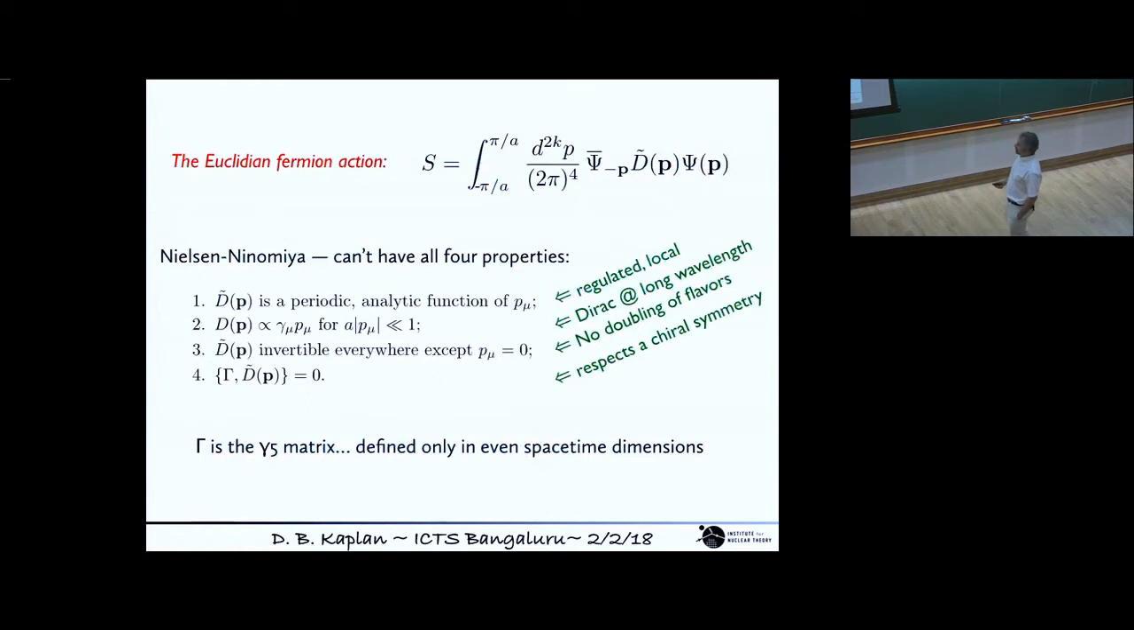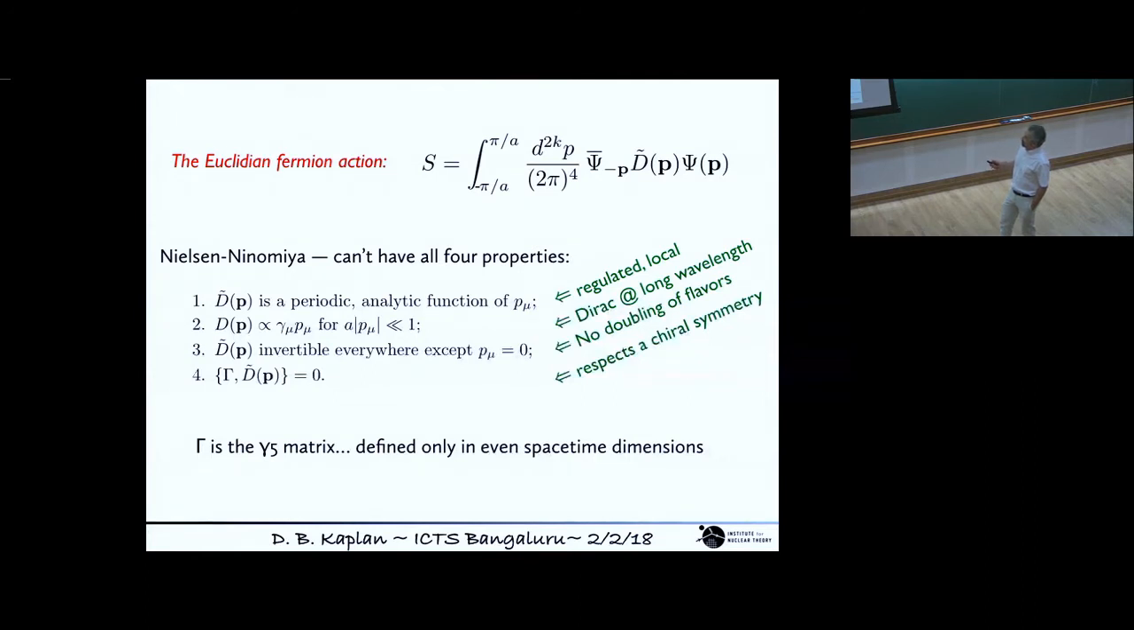So if in general, you have some sort of action with some sort of fermion operator on the lattice, which I wrote here in momentum space. It is on a lattice, you've got a finite momentum space there. Then the famous Nielsen-Ninomiya theorem says you can't have all four of these properties that you would have considered to be desirable. You want to have D to be a periodic and analytic function of p.